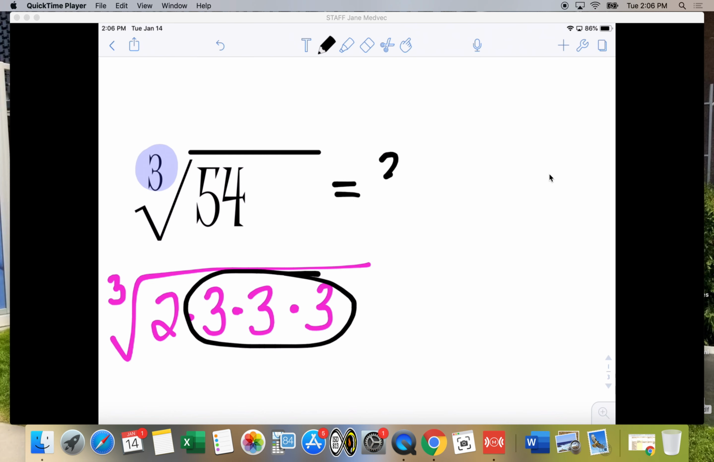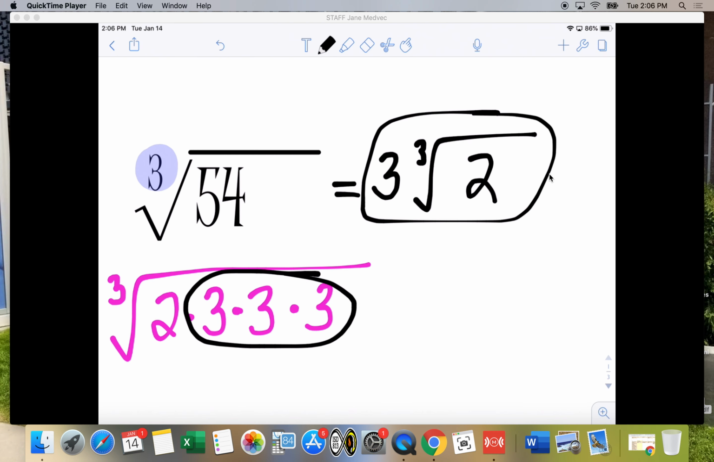So I put a 3 out front. You do the cubed root. Notice the 3 is little. And my leftover is 2. So it's 3 cubed root of 2. Questions?